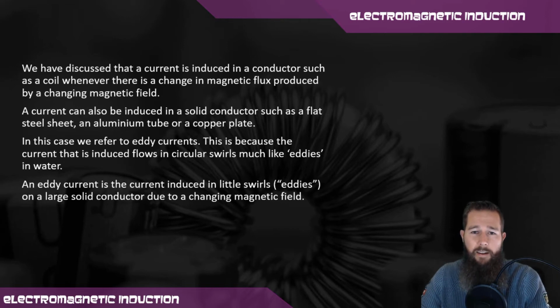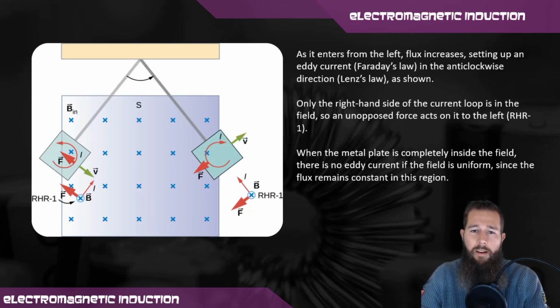However, this current can be induced in any conductor, such as a flat plate or tube. In these cases, we refer to the currents as eddy currents, as they swirl much like eddies in water. So an eddy current is a current that is induced on a flat plate or a tube due to the changing magnetic field. So let's look at a situation where we have a flat plate on a pendulum that swings through a magnetic field. You can see in the diagram that the magnetic field is going into the page, and the flat plate is just a conductor, nothing special about it.